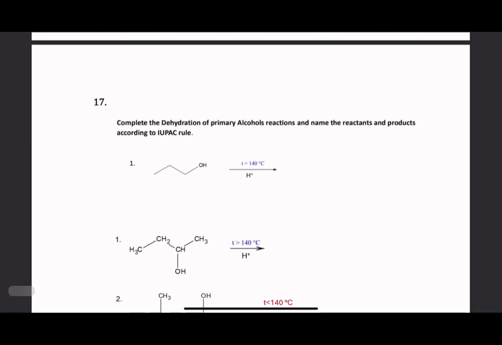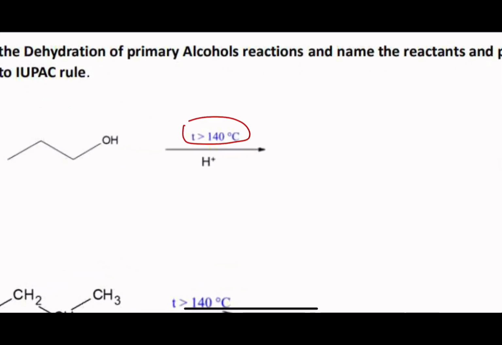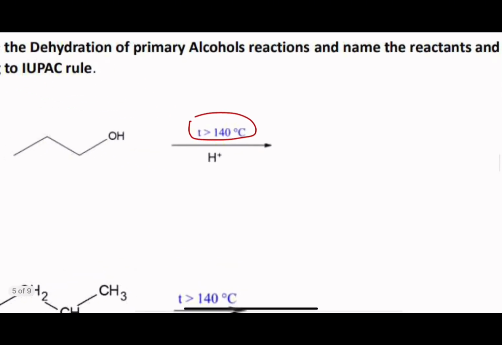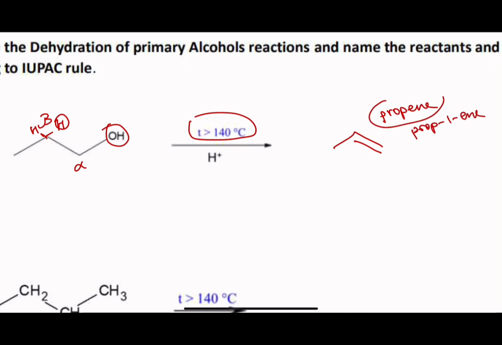Now, question 17, above 140 degrees Celsius, again, dehydration. So alpha carbon in here and beta carbon in here. So I need to lose OH from alpha and H from beta, meaning that the structure will be looking like this. Okay, and the name of it would be just propene or prop-1-ene, because propene doesn't have prop-2-ene, so normally people just write it as propene.